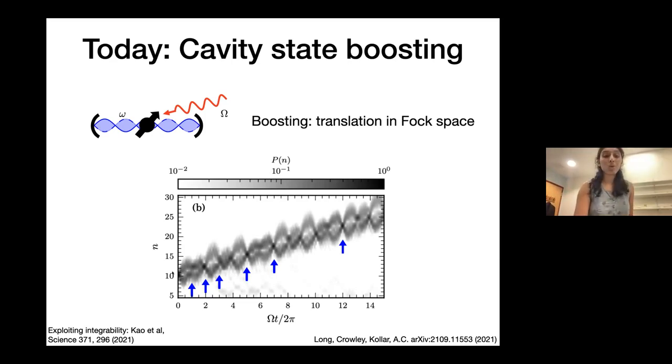But furthermore, it's not as if it just broadens in this number space. There are these blue arrowed points. There are these periodic rephasings where the state comes back to a near Fock state with just a larger n. This is what I want to describe to you. Why does this occur? What's the physics behind it, how it could be realized in near-term experiments, and then I'll close.